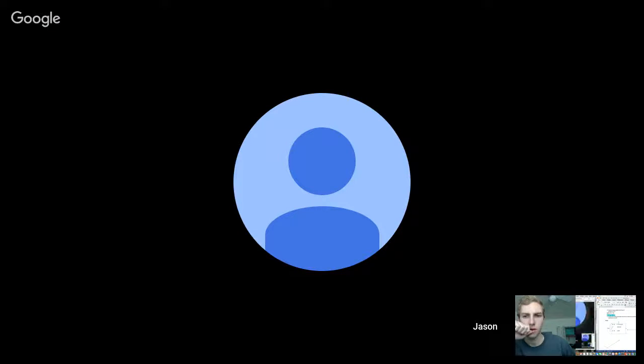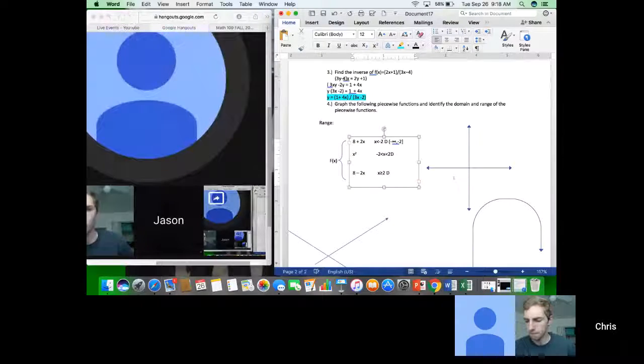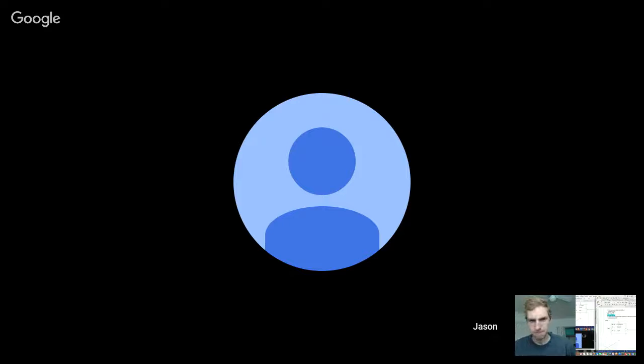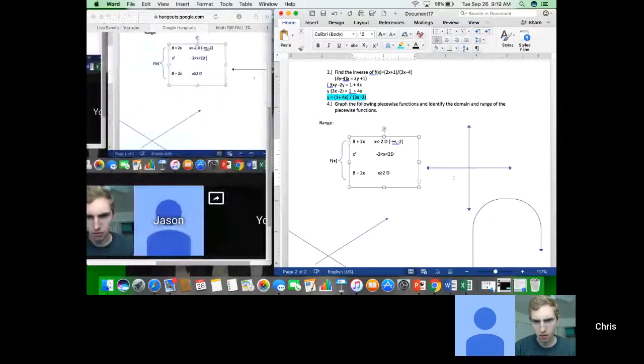Well, let's graph this piecewise function. That way we can kind of see what's going on with it. Good idea. Graph all three pieces, and then we can just see, because you'll only have one domain and range for the whole thing. So once we're able to see where the graph's lining up, we'll be able to figure out the domain and range a lot simpler.